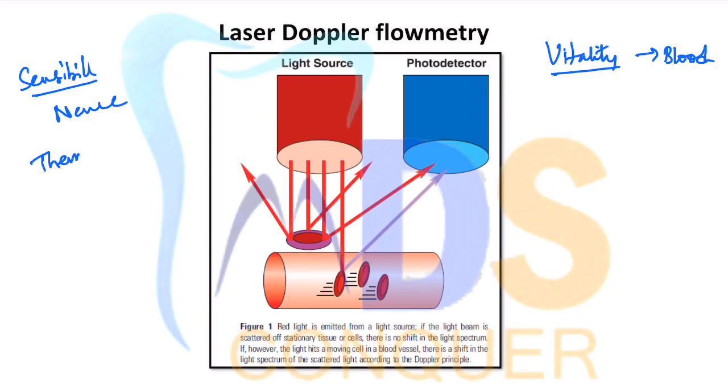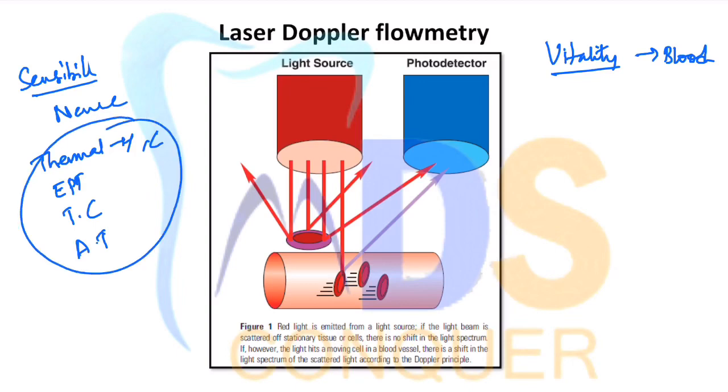All your thermal tests, that is heat test, cold test, or your EPTs, or your test cavity, or your anesthetic test. So all the tests what you have learned until now, they talk about the nerve supply to the pulp. So now we are going to talk about the blood supply to the pulp, that is called as vitality tests.